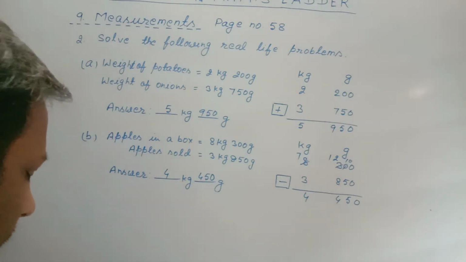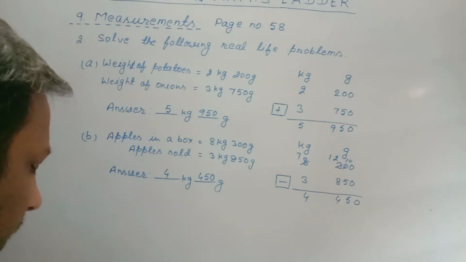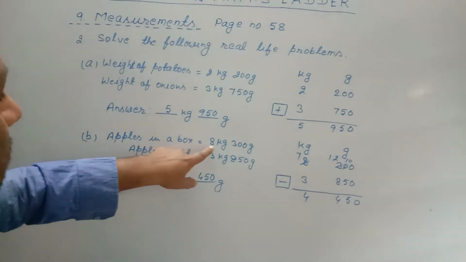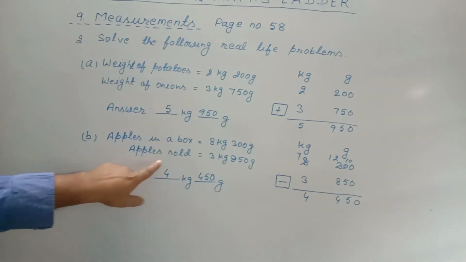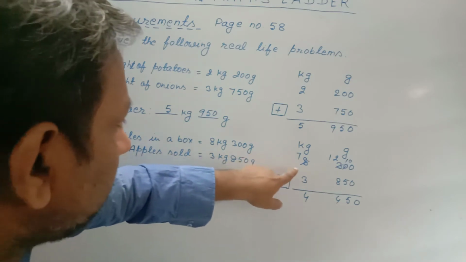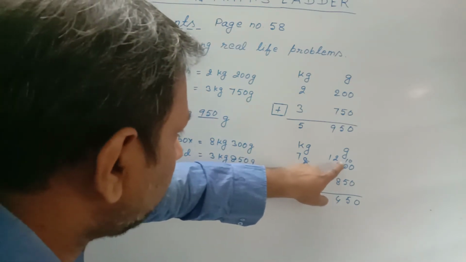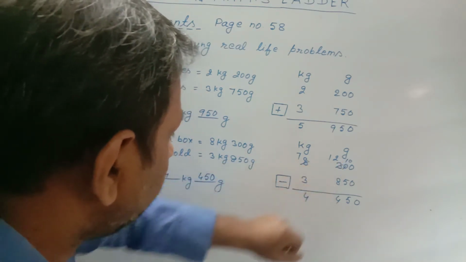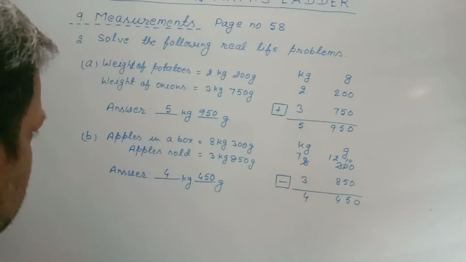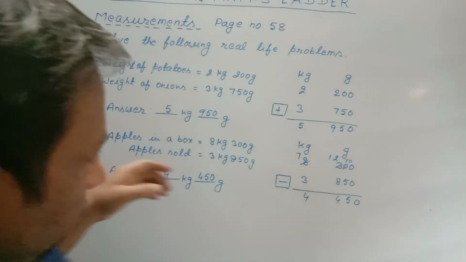Question number B, in a box there were 8 kg 300 gram of apples, of which 3 kg 850 gram were sold. What was the weight of the apples left in the box? Apples in a box equal to 8 kg 300 gram. Apples sold 3 kg 850 gram. I arrange this in the column of kg and gram, 8 kg 300 gram and 3 kg 850 gram. Then I subtracted to get the apples left in the box.